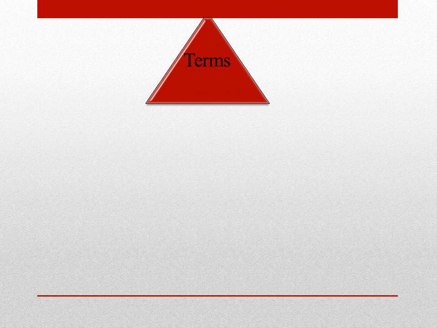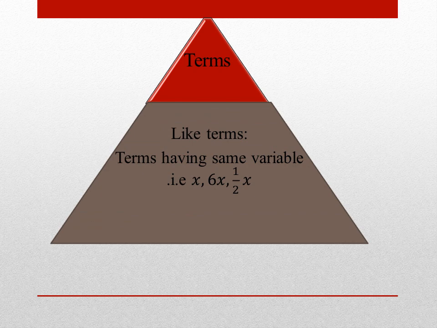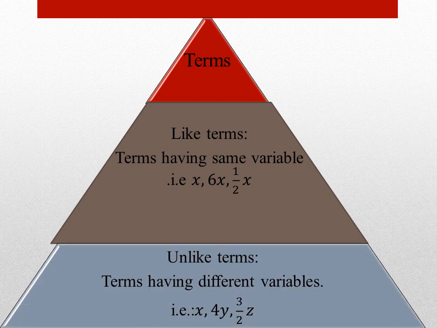What are terms? We have studied earlier. There are two types of terms. First one is like terms. Terms having same variable. For example, x, 6x, 1 upon 2x. They have same variable. These are called like terms. Unlike terms have different variables, such as x, 4y, 3 upon 2z. They have different variables, so they are called unlike terms.